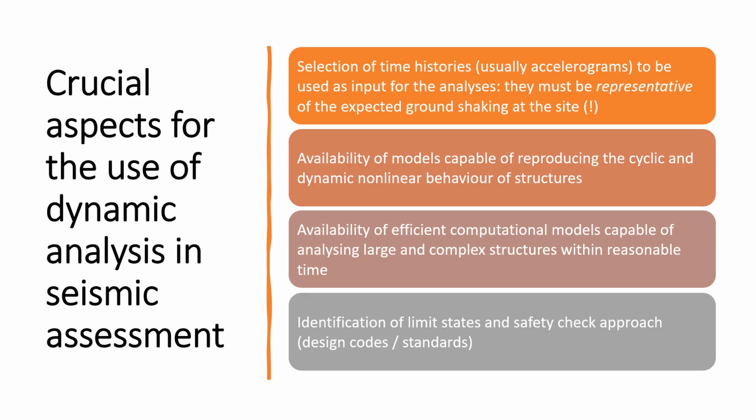And once these, let's say, technical aspects are fixed, then we need a procedure, a code procedure, which is guiding the identification of limit states and the approach to safety checks. This is something that typically is provided by codes, together with specific indications also to the previously highlighted aspects.